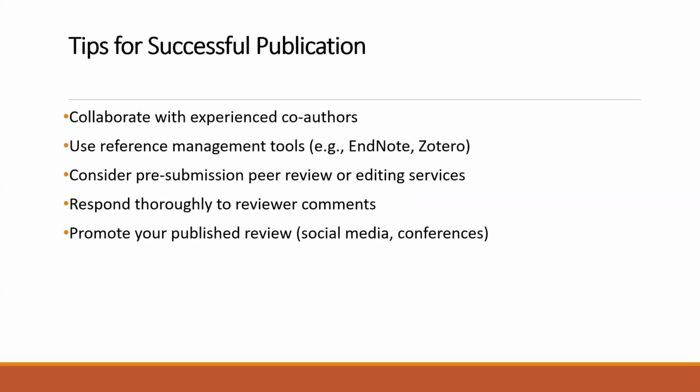Then I want to share a few of the tips for successful publication. Always try to collaborate with experienced co-authors. If you want to do a systematic review, always have a team of reviewers, where you should have an experienced person who has done a systematic review. You have to have a subject expert who is very knowledgeable on your topic. You can have one statistician in your team.